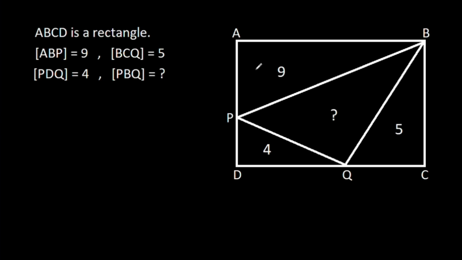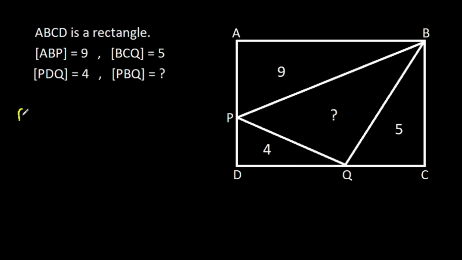In this video, we have been given that ABCD is a rectangle and area of ABP is 9, area of BCQ is 5, area of PDQ is 4. Then we have to find area of PBQ.